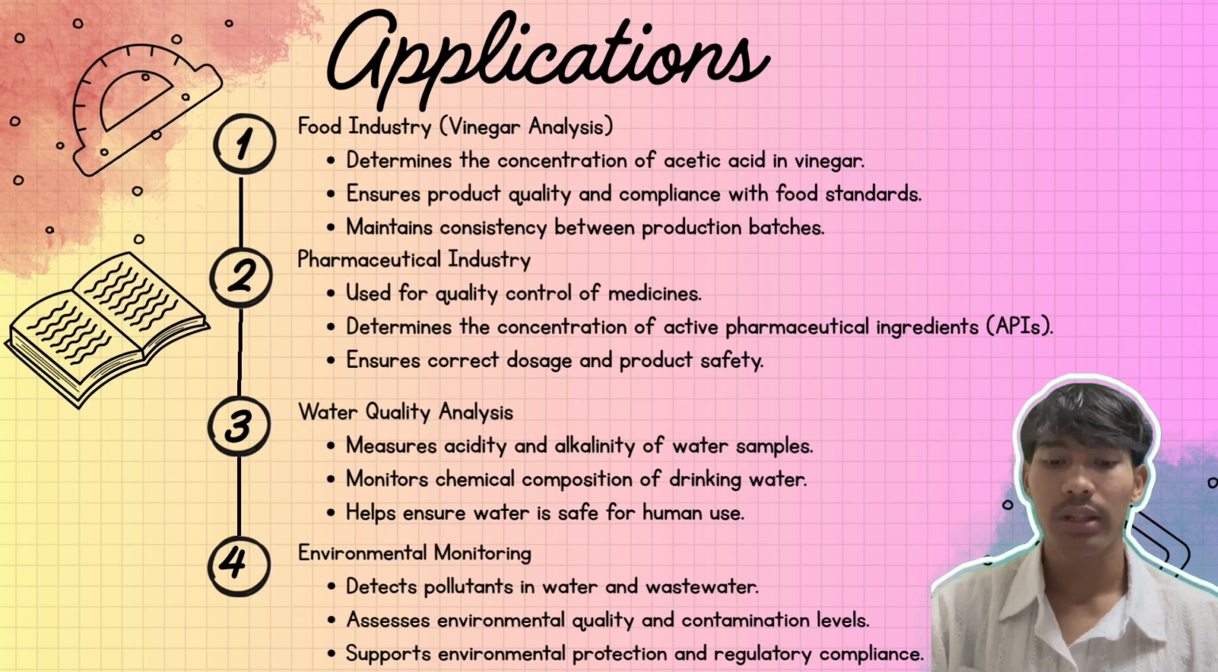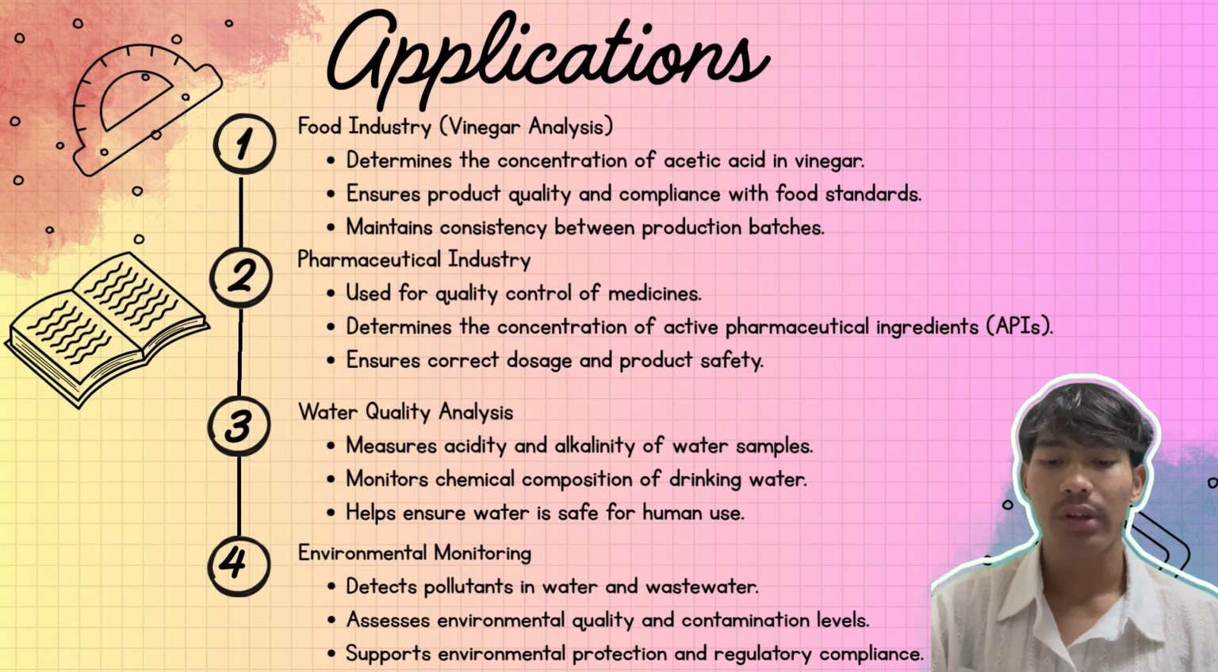Moving to water quality analysis, this method is used to evaluate the chemical properties of water, such as acidity, alkalinity, and the concentration of dissolved substances. The information obtained helps ensure the drinking water is safe and meets health standards. Water treatment facilities regularly perform this analysis to monitor water quality before distribution to the public.